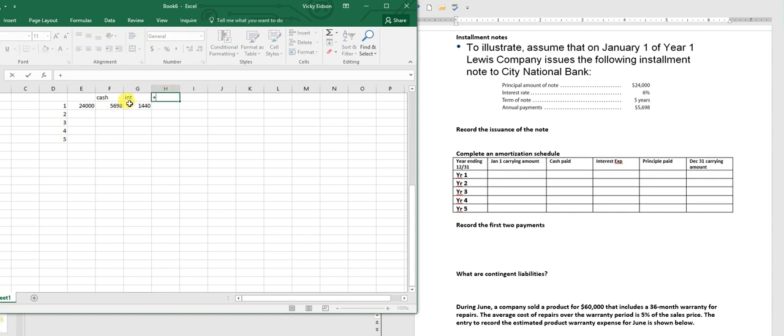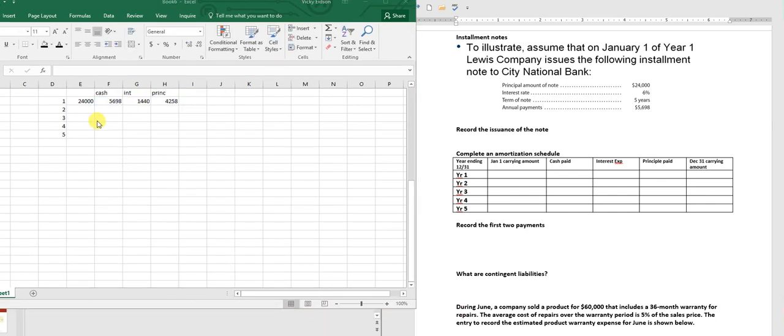So I take my cash minus my interest. If this $56.98 is my payment, and I just computed how much of that payment is interest, the rest of it must be principal. So the balance on my loan then is the $24,000 minus how much principal I paid. So the $42.58 gives me a balance of $19,742. Okay, so again, my cash is $56.98.